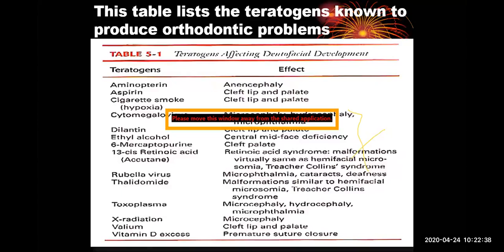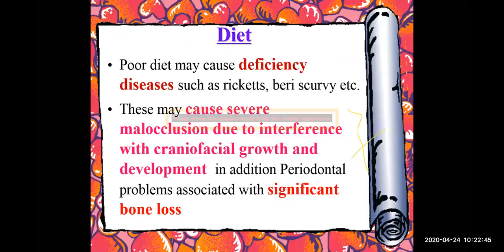So the diet is also very important. A poor diet may cause deficiency diseases. This diet is very, very important. During the recording of histories, that is why it is so important to eliminate the etiology, then go ahead with your diagnosis and treatment planning, and then the treatment.